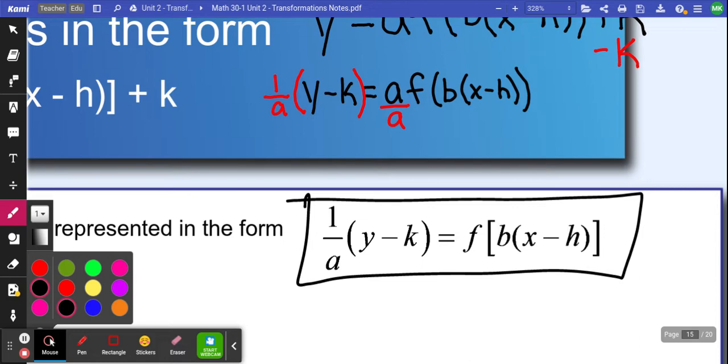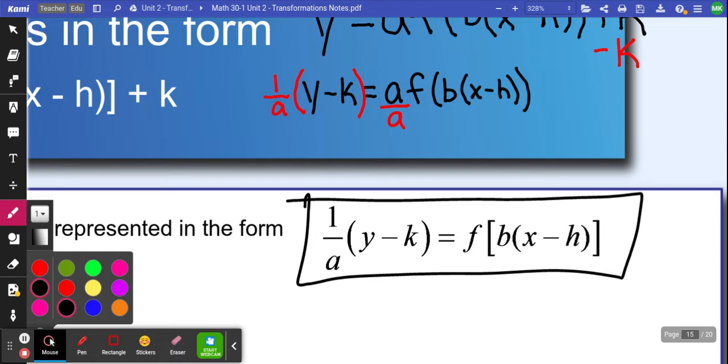So the benefit of having it written like this is that now this is my vertical stuff. These are things that affect your y value. These are my horizontal things that affect my x value. So that's the benefit of having it in this form, is that it kind of separates it. A and k affect y, b and h affect x. So it's nice when it's in that mode.